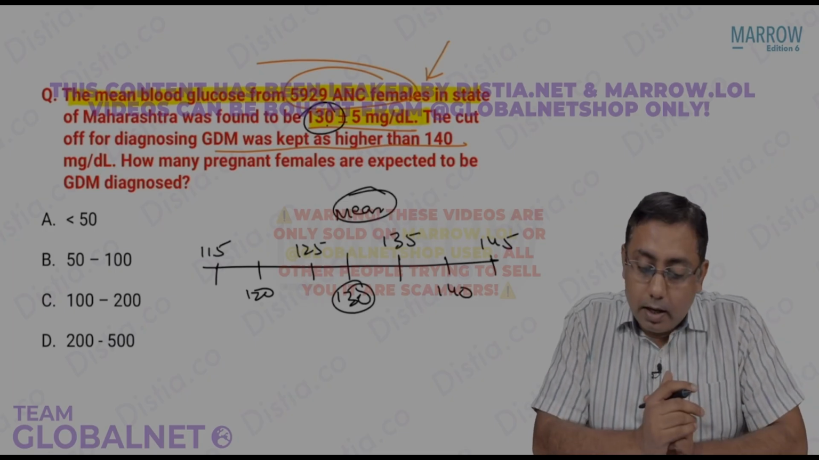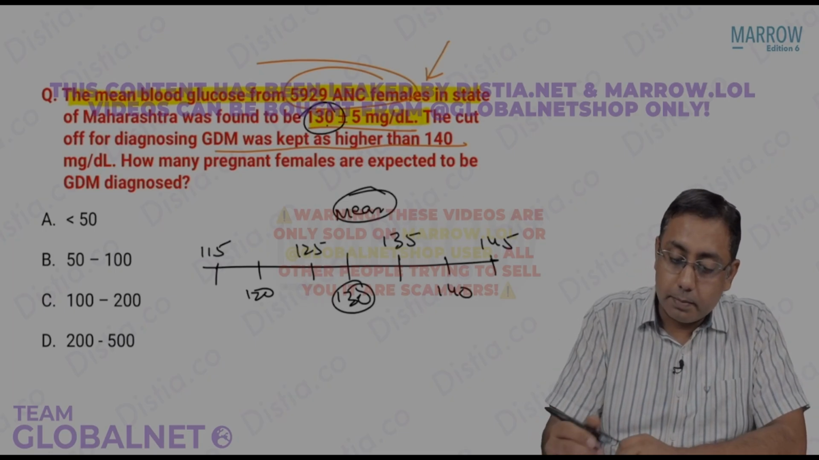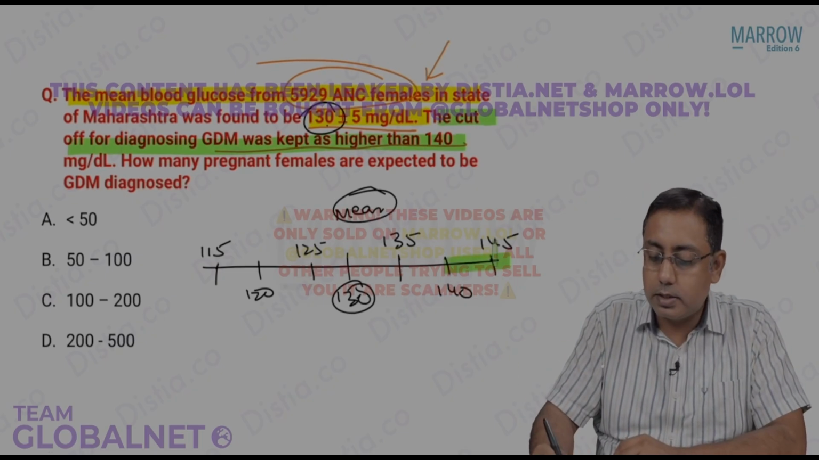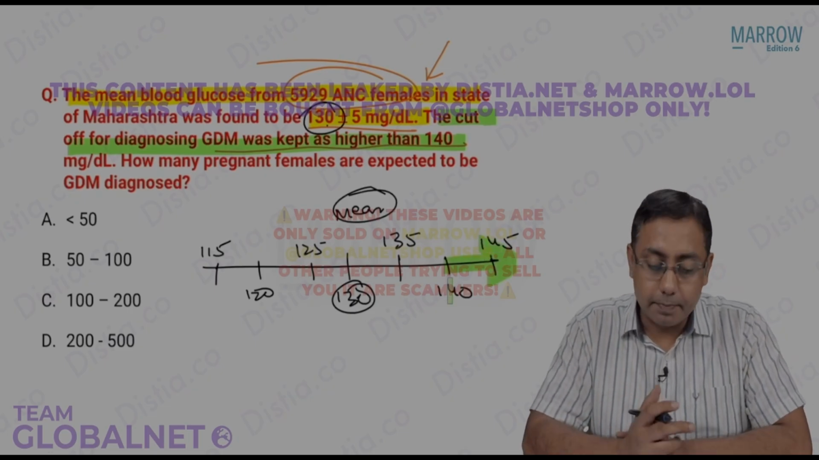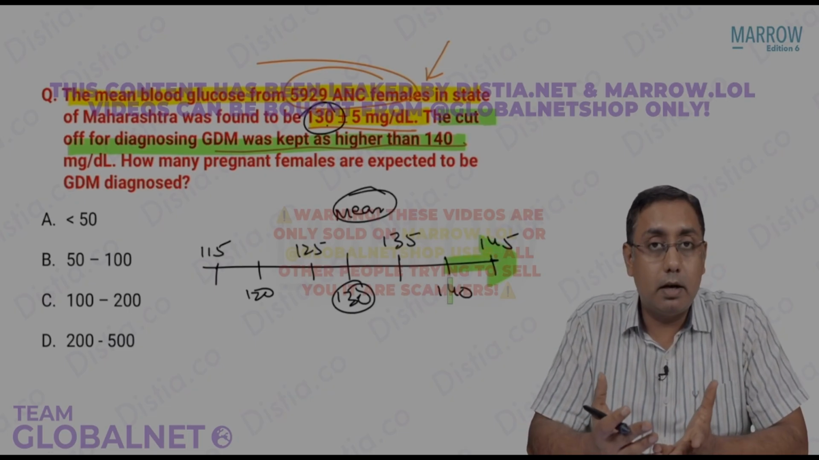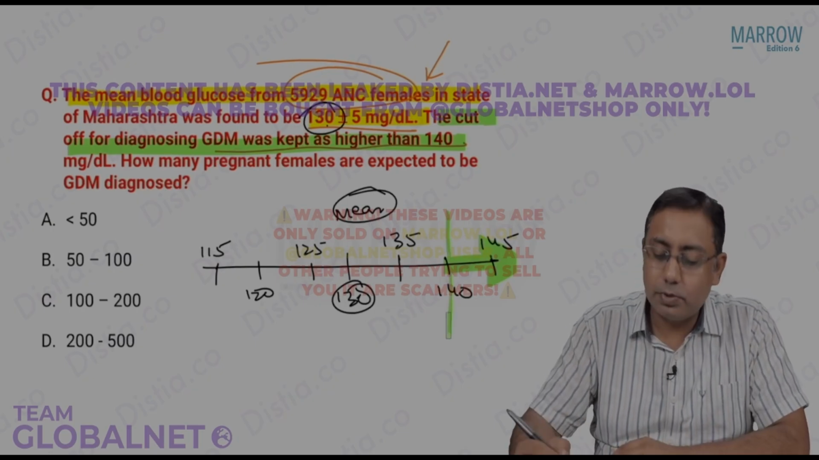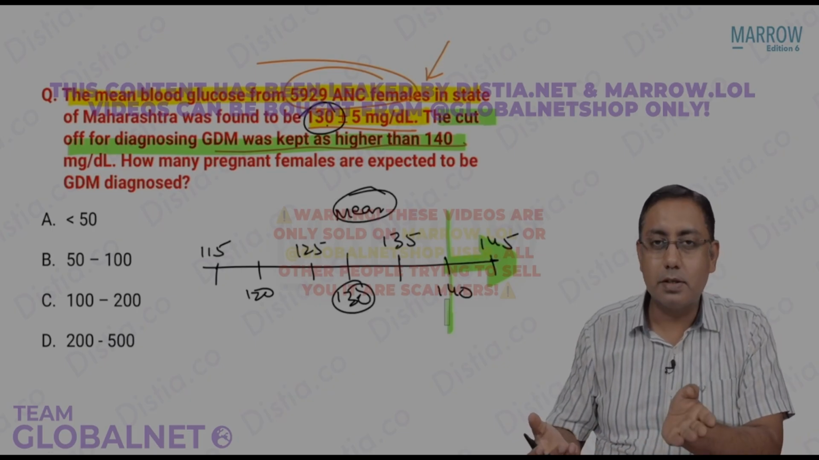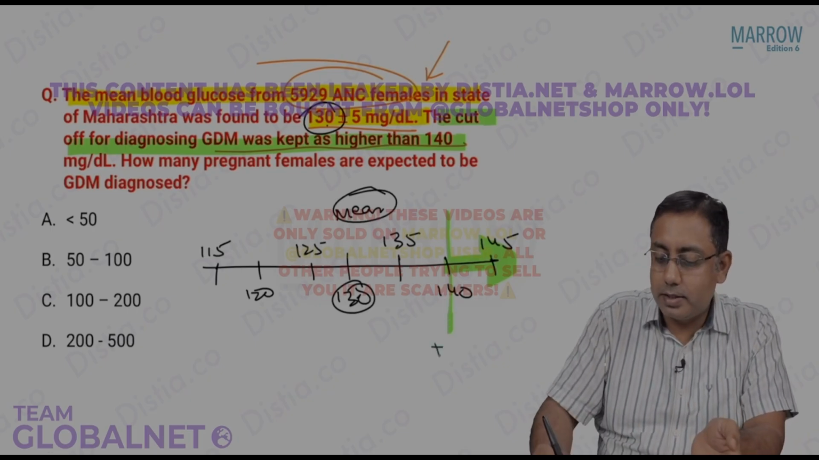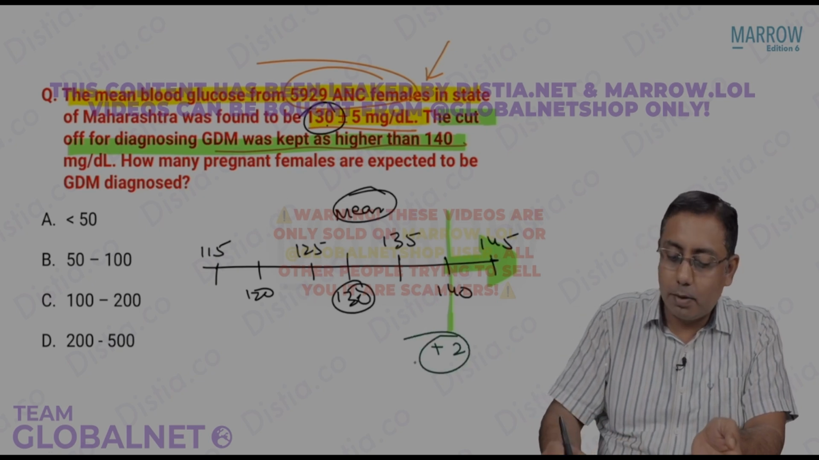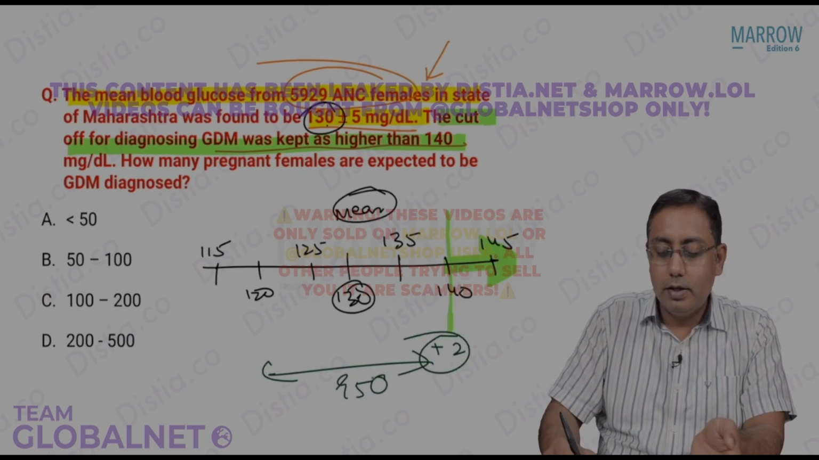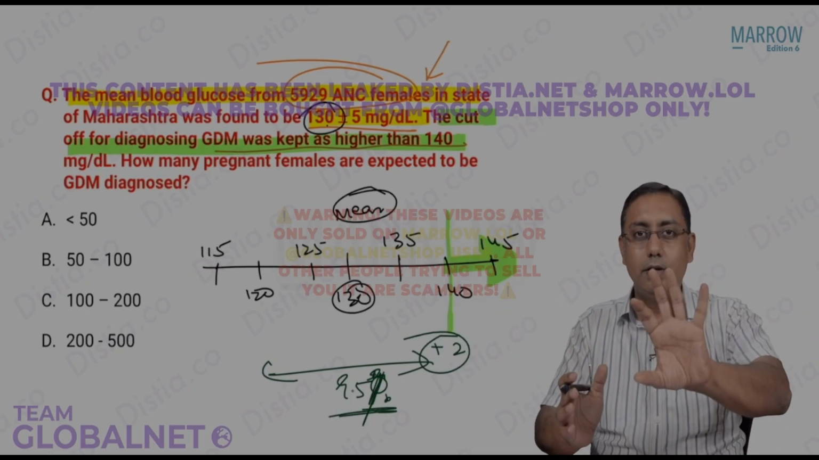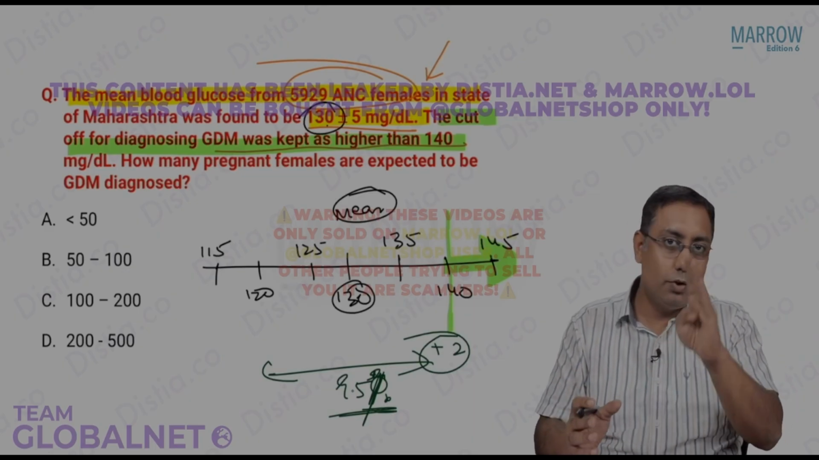So now the MCQ says the cutoff for diagnosing GDM was kept at higher than 140. So beyond this, people were called diabetic GDM. How many pregnant females are probably diagnosed with GDM? Technically this question is saying how many people are more than 140. You already did that a couple of times. 140 stands at what standard deviation, beta? It stands at +2 standard deviation. How much population is between -2 and +2? 95%. Out of 100, 95% gone. So how much is remaining? 5%.